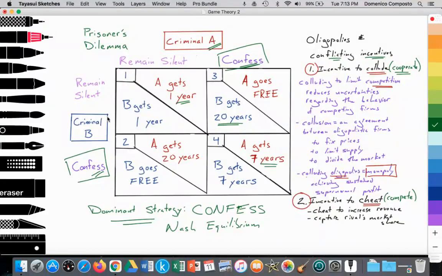If both criminal A and criminal B remain silent, then they end up in box number 1, where both criminal A and criminal B get 1 year in prison. The police only have enough evidence to convict them for 1 year. And because they've remained silent, they've been able to avoid providing further evidence to the police to put them in prison for more time.